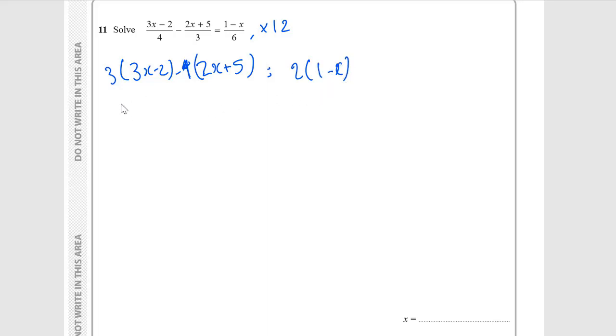Okay, so using our knowledge, 3 times 3x, 9x, 3 times minus 2, so that's minus 6. Minus 4 times 2x, 8x, minus 4 times 5, minus 20, and this equals 2 minus 2x. And then at this point we just rearrange. Here we expanded.